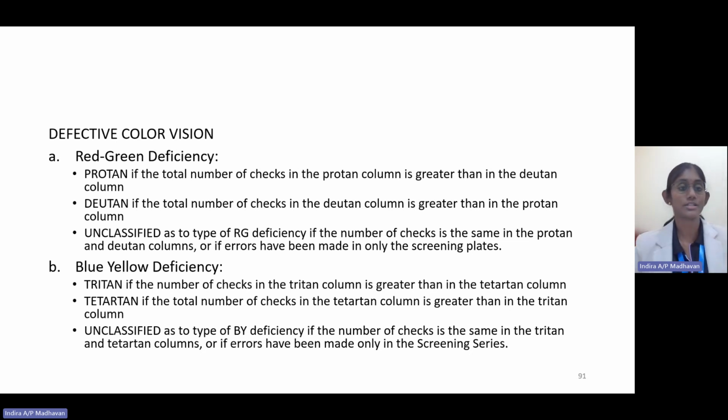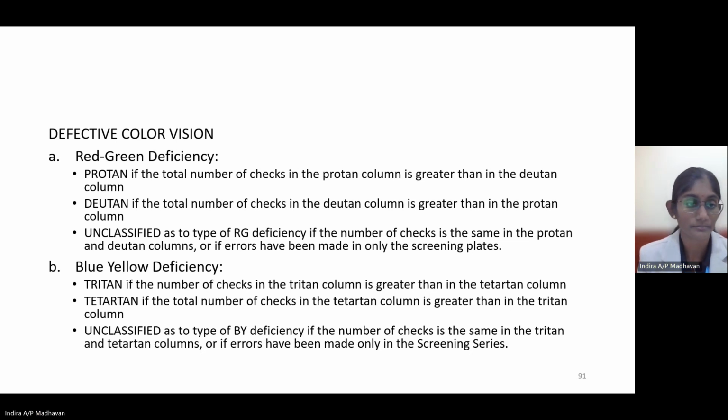Unclassified as to the type of red-green deficiency, if the number of checks is the same in the protan and deutan columns, or if errors have been made in only the screening plates. So if they have protan or deutan, we check the checks. While unclassified, if they have the same number of checks, that will be a bit confusing, so we have to proceed with some other options to perform the diagnostic test.